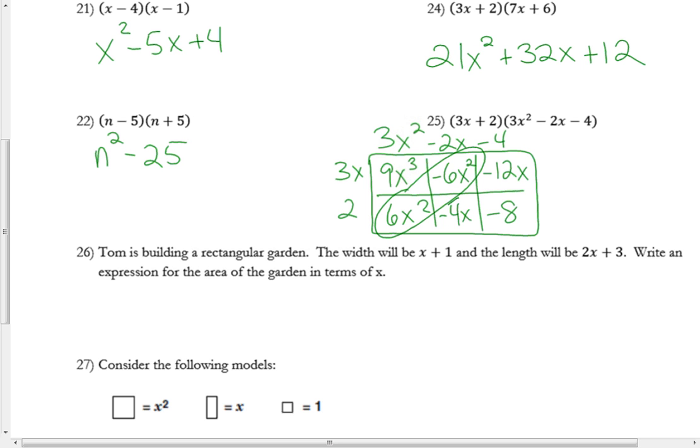Recognize that your like terms appear on the diagonals. 6x squared minus 6x squared, those are going to cancel each other out. Negative 4x and negative 12x becomes negative 16x. So when we write out our final answer, we have 9x to the third. Our x squareds cancel out, so we don't need them. We have a negative 16x after we combine our like terms, and then we also have negative 8.